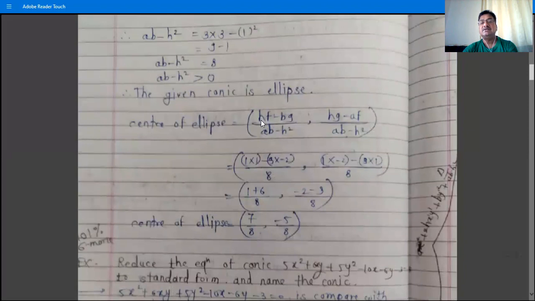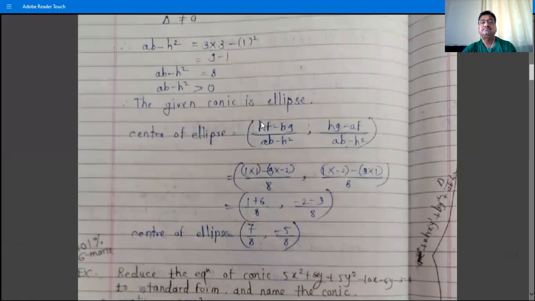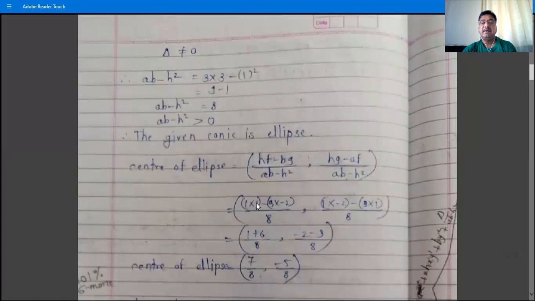The formula is (HF minus BG divided by AB minus H square, and the y coordinate is HG minus AF divided by AB minus H square) in round brackets, x coordinate, y coordinate. Then write the value of H as 1, F as 1, B as 3, G as minus 2, and in this way divided by AB minus H square.